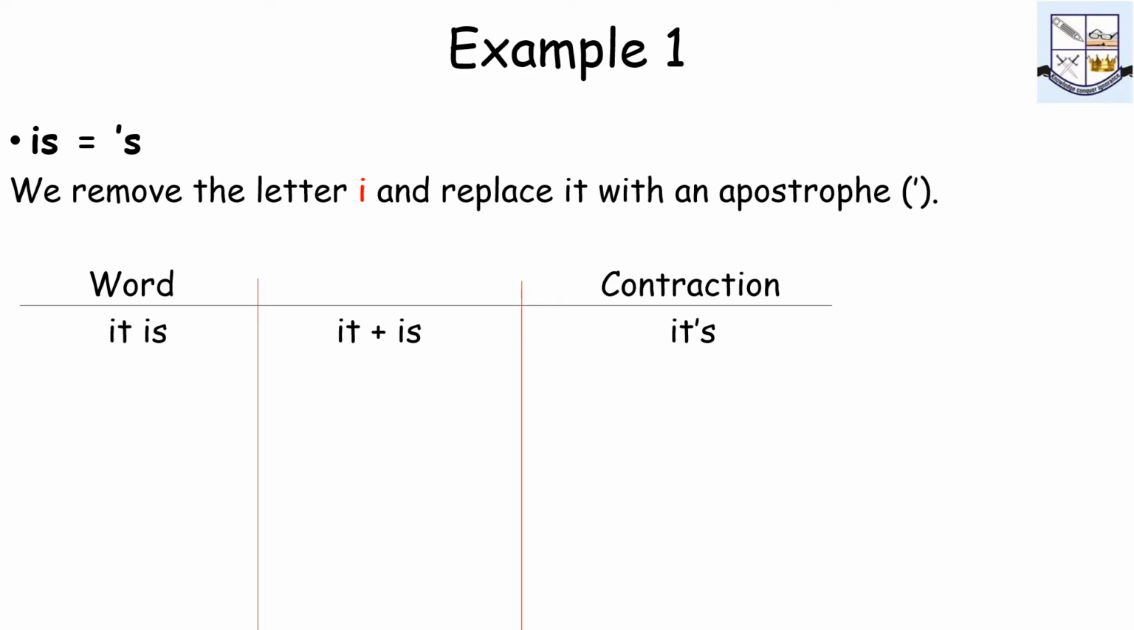It is. The contraction for it is is it's. That is, when it is is contracted, it gives us what? It's, as seen on the board. She is. The contraction for she is is she's. He is. The contraction for he is is he's.